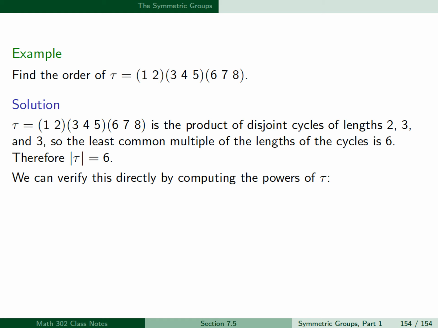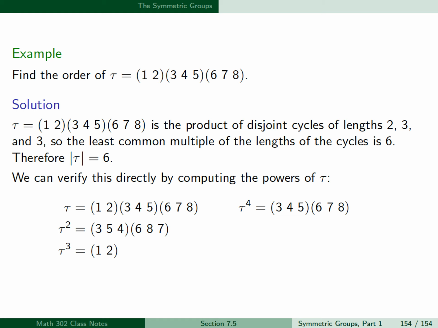Now we can verify this directly by computing the powers of tau. So tau is (1 2)(3 4 5)(6 7 8). And tau squared, well, the 2-cycle will equal the identity after we square it, and we'll be left with (3 4 5) squared, which is (3 5 4), and (6 7 8) squared, which is (6 8 7). Tau cubed will be just the 2-cycle, (1 2). Tau to the 4th will be (3 4 5)(6 7 8).